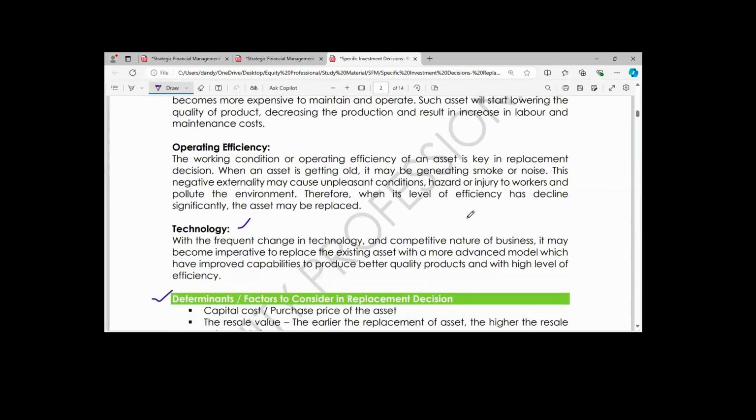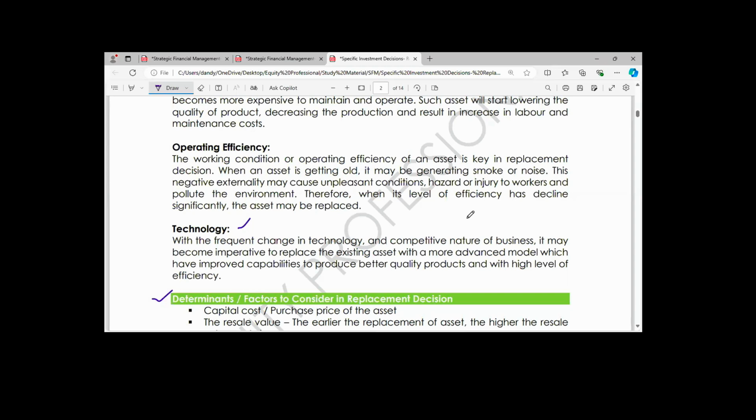Technology is also an important element in the decision on whether to replace an asset or not, especially when a new technology is in town. When a new asset can produce high quality products, and with high volume, then it is important for the company to replace the existing one with a more advanced model that has improved capability.